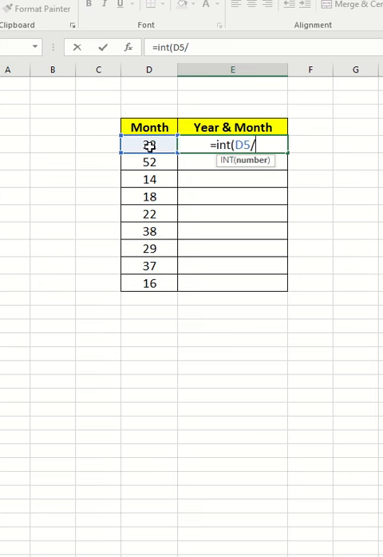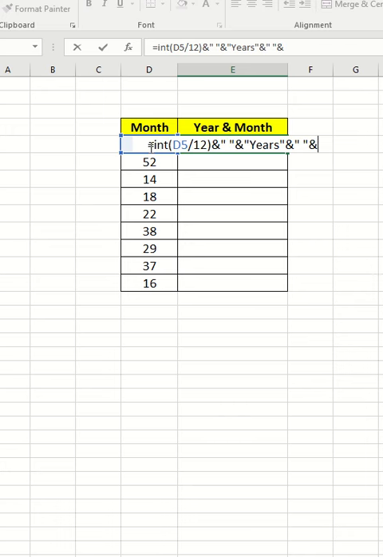Cell and divide by 12. That indicates the number of years. After that we want a space, so ampersand, double quotation, space, double quotation, ampersand. After that we want the message "years" in double quotation marks. Afterwards we want again a space, so ampersand, space, space, ampersand.